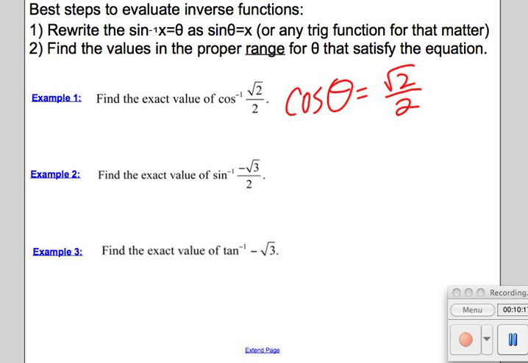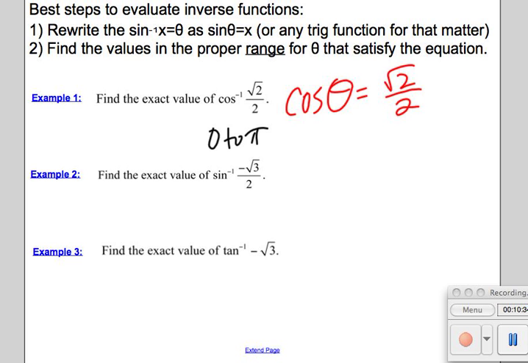Now, I'm going to do step 2. Find the values in the proper range for theta that satisfy the equation. So now I look, and I know the range for cosine is from 0 to pi. Okay, I have to memorize that. Now I'm going to be looking for where the cosine is square root of 2 over 2.